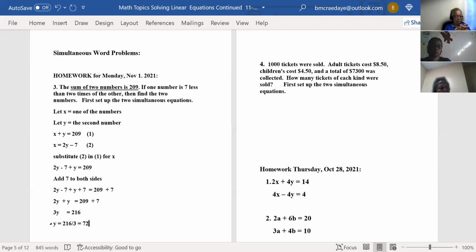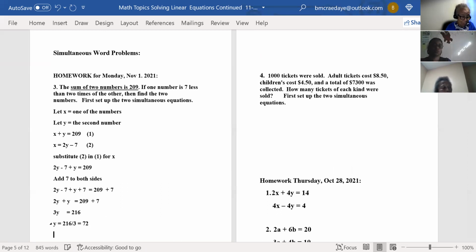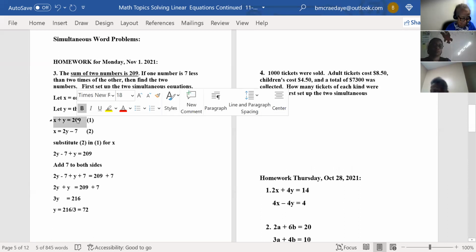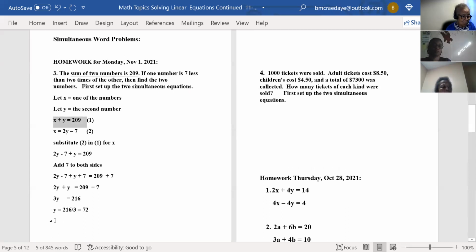So what is x equal to? How would we solve for x? Take one of the equations, 1 or 2, and substitute for y. So let's just take the first equation, and substitute for y, 72. So in this one, y is 72, so we put 72 here. So what is x? Subtract 72 from both sides.